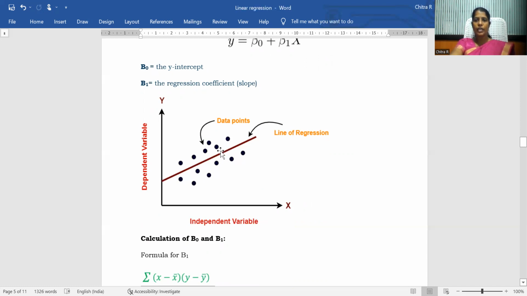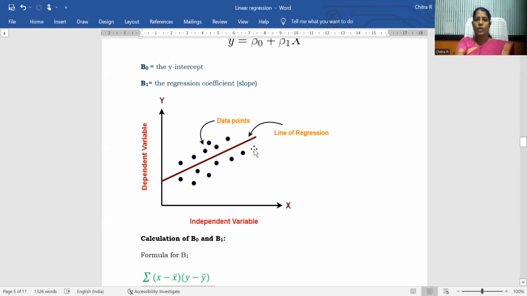After that, not all the data points will coincide with this line of regression. If they did, it would be a 100% accurate model with no error, but that is not possible in all data sets. The difference between this line of regression and the data point is calculated as the error. This is the error in the data point. If the error is less, then it will be a good model when you fit the model.